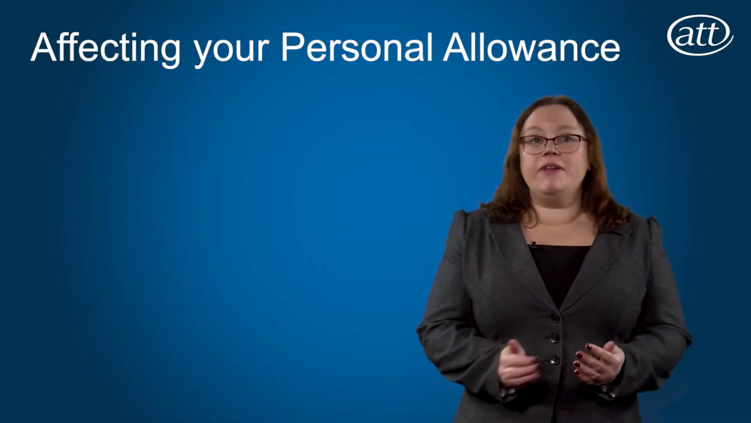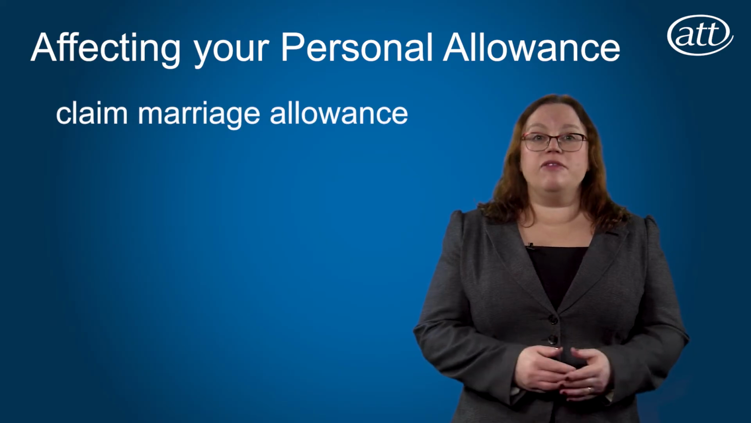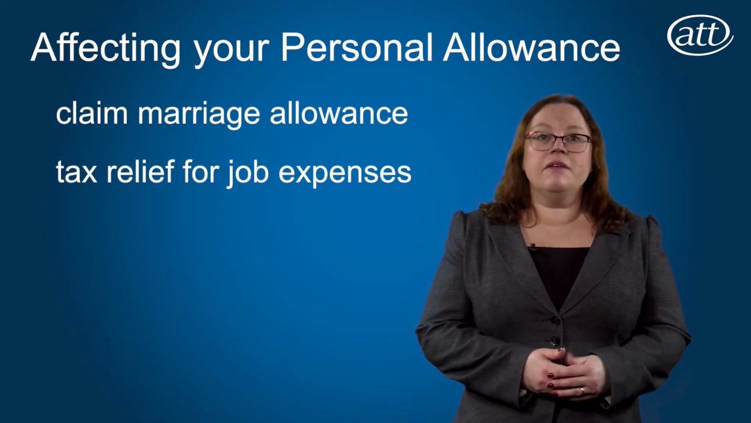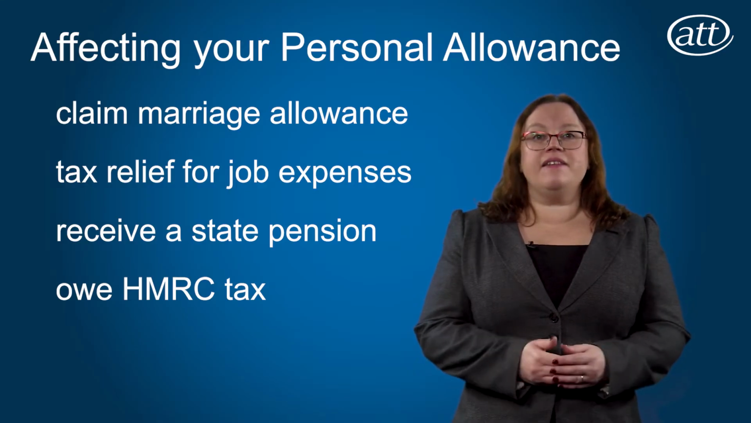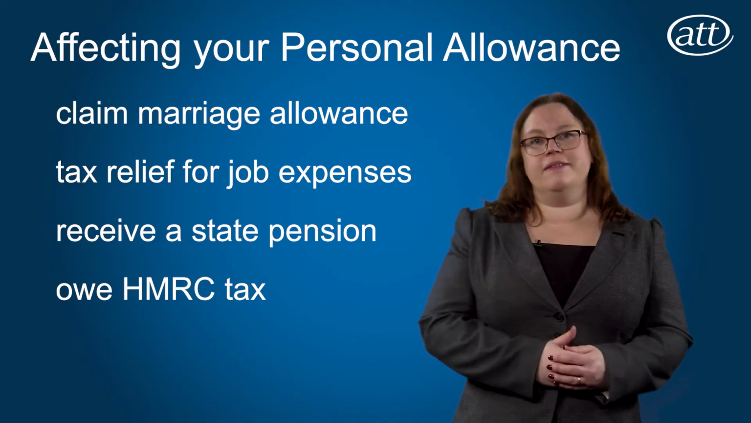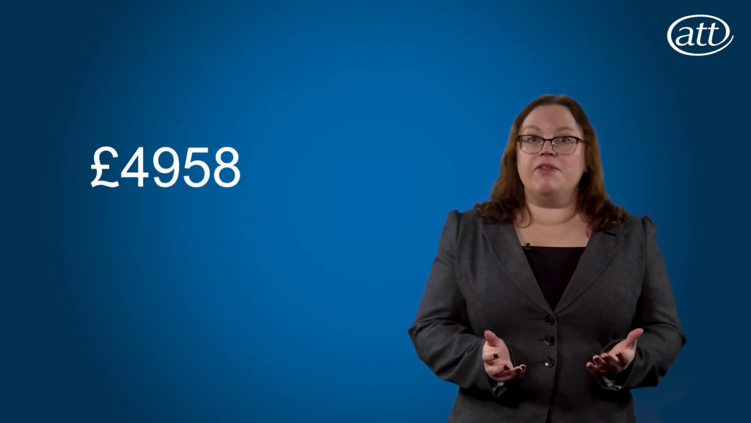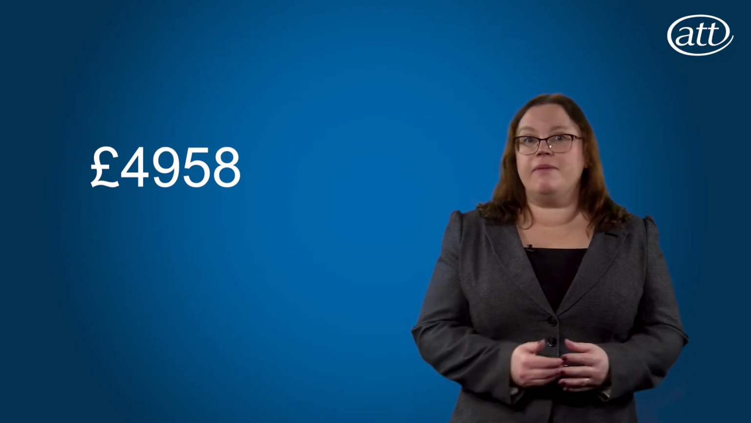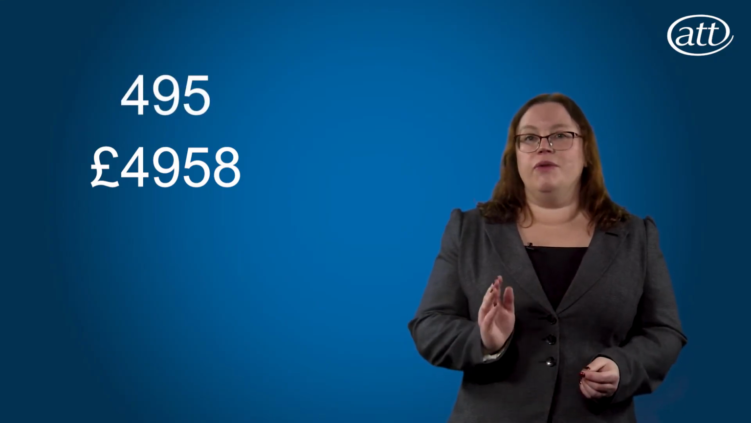However, you might have a lower or higher personal allowance. For example, if you claim marriage allowance or tax relief for job expenses, receive a state pension or owe HMRC tax. In each case, HMRC will calculate the allowances available to you and again drop the last number. So for example, if you're entitled to a lower allowance of £4,958, your tax code will contain the number 495 rather than 1257.